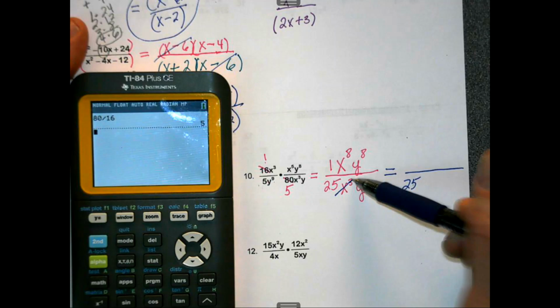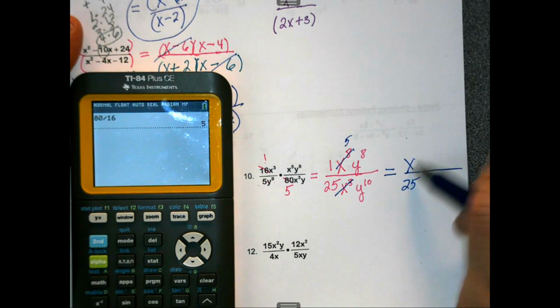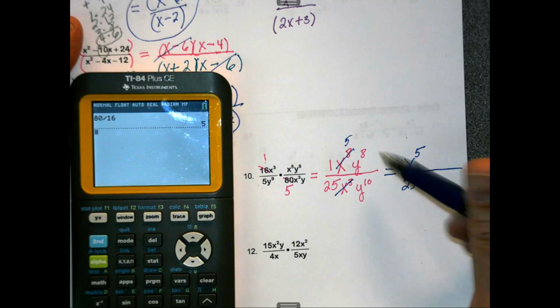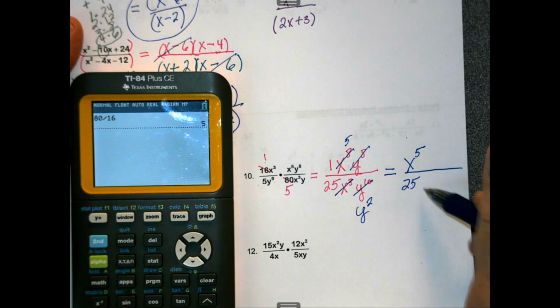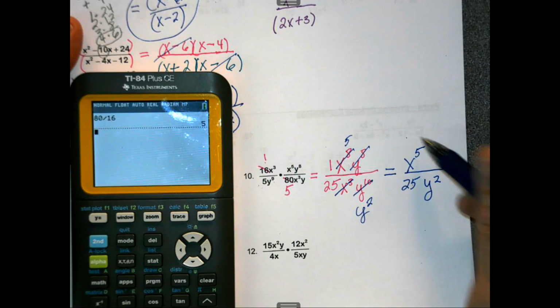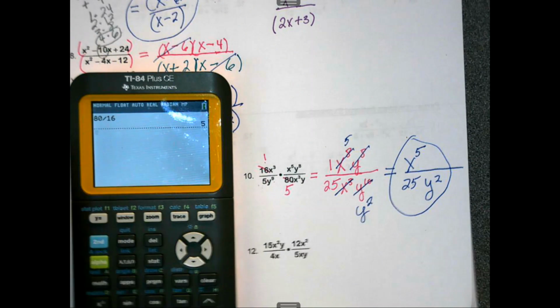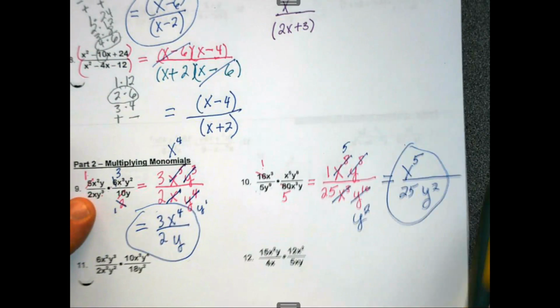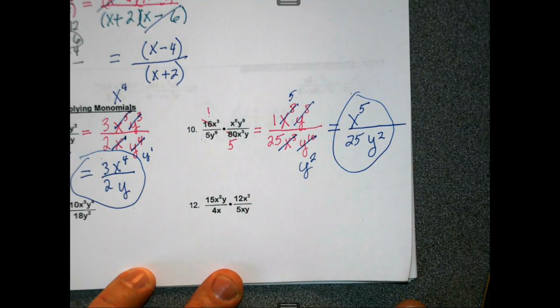See, 3 x's, 8 x's leaves me with 5 x's, right? 8 y's leaves me with 2 y's. And that's it. Questions on multiplying monomials? Want me to do one more? And do number 12.